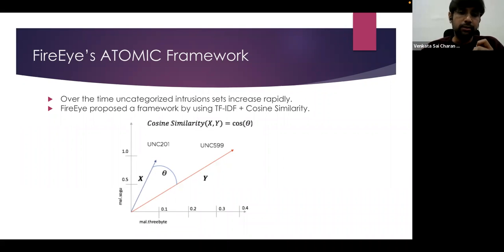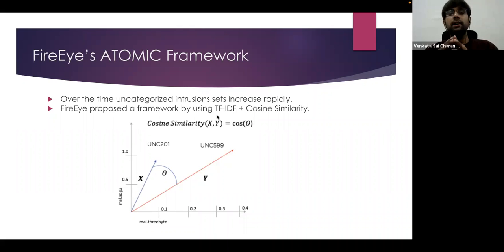Initially, they gather the indicators of compromise of the unclustered groups, and they use an algorithm called term frequency-inverse document frequency, or TF-IDF. It is a famous document clustering approach that is widely popular across various security firms as well. So they have used this.